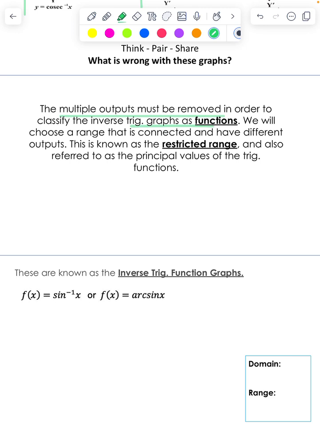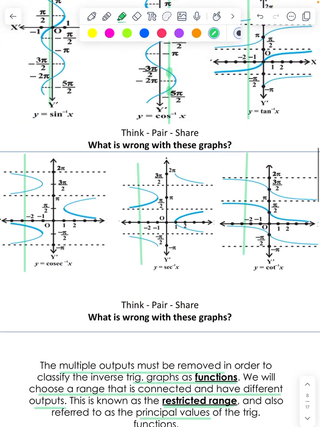To make these trig graphs functions, we're going to choose a range that is connected and has different outputs. This is known as the restricted range or the principal values. Okay, so I'll even go back to some of the graphs.